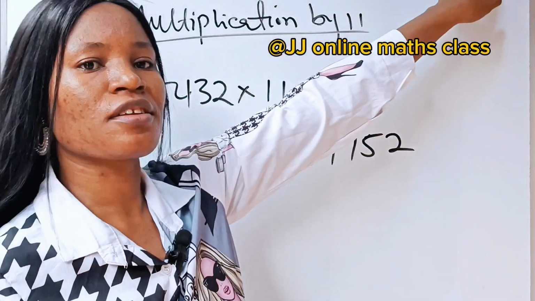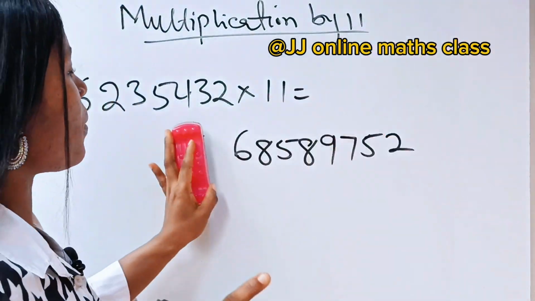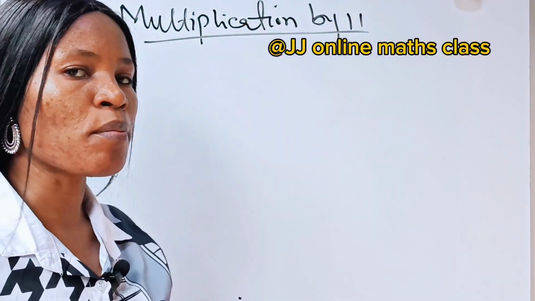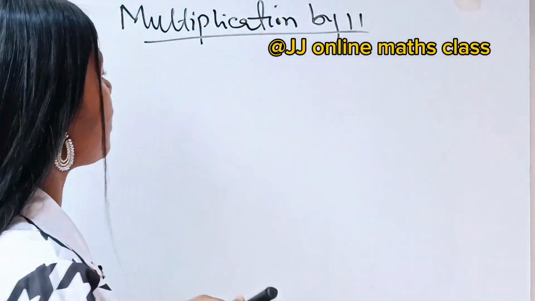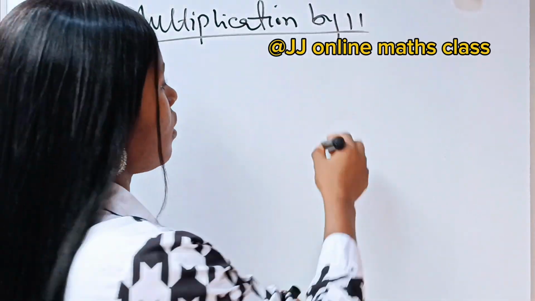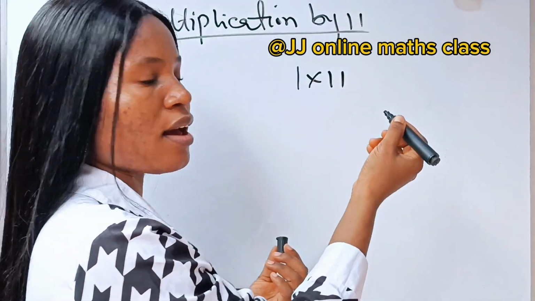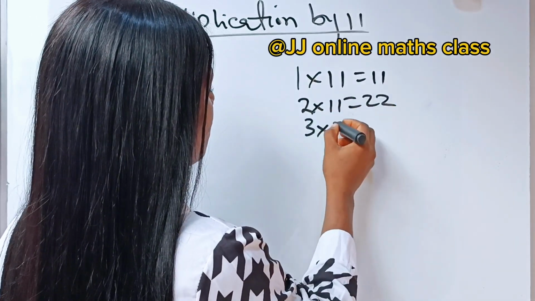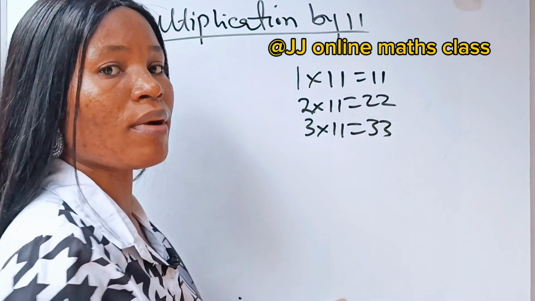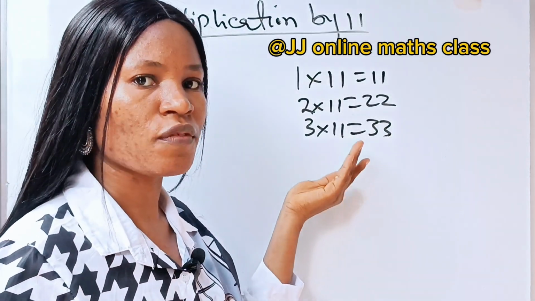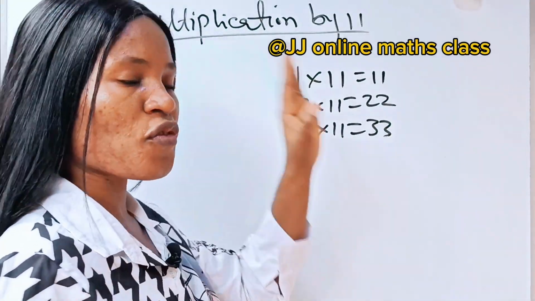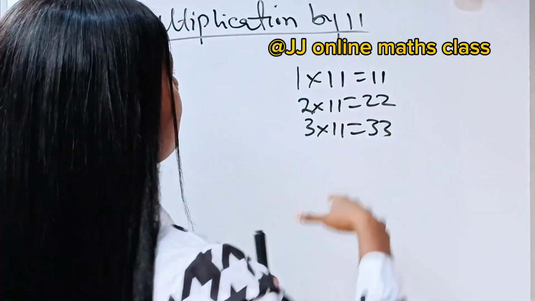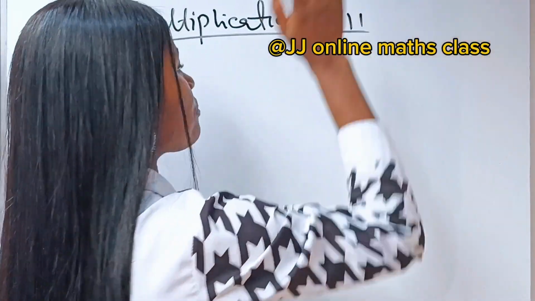Now we are going to start from the simplest, which is multiplying 11 by a one-digit number. We all know that 1 times 11 is 11, 2 times 11 is 22, 3 times 11 is 33. Just repeat the number, so I don't need to solve this longer. 4 times 11 is 44, till 9 times 11 is 99.